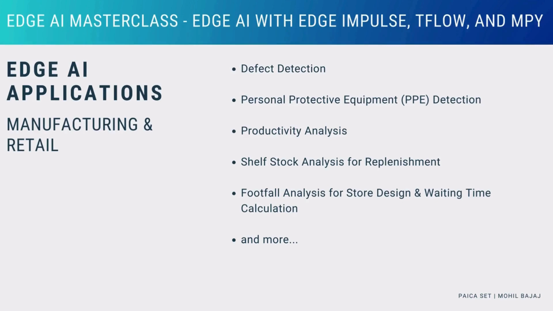Hello and welcome, everyone. In this video, we will talk about how Edge AI can be applied to manufacturing and retail. Some of the applications of Edge AI to manufacturing are defect detection, personal protective equipment, or PPE detection, and productivity analysis. Detecting defects in manufactured products is usually handled by the quality control department of an organization. While new methods using lasers have been devised, checking the quality or the presence of defects in products is still largely a manual job that is time-consuming and costly.